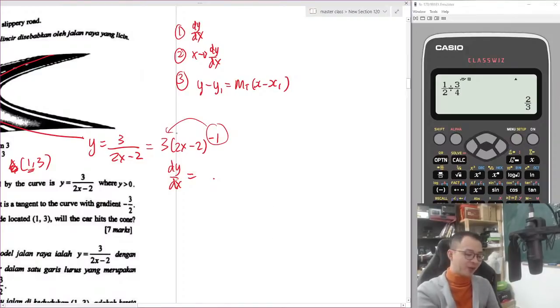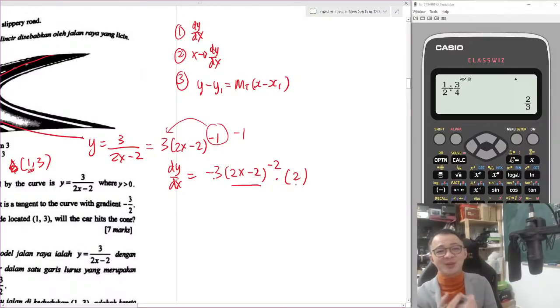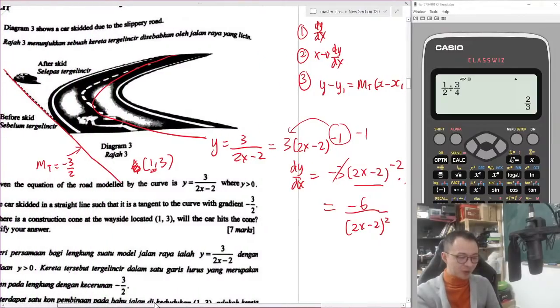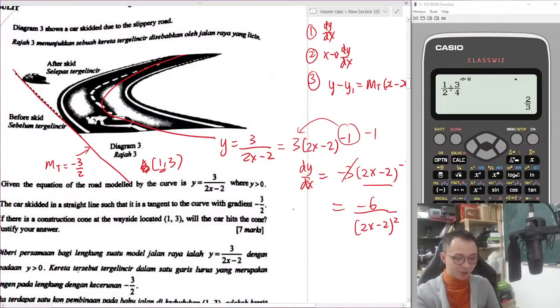I move the power to the front and then minus 1. So negative 1 times 3, I get negative 3. Then this is 2x minus 2, to the power of minus 1 minus 1, I get negative 2. Differentiate inside at the back here, which is 2, because when I differentiate 2x minus 2, I get 2, isn't it? So then I just solve this. These two I multiply, so negative 6 over 2x minus 2 to the power of 2. Alright, we know that the gradient of tangent is dy dx at the specific point. So therefore, we know the gradient of tangent is negative 3 over 2.